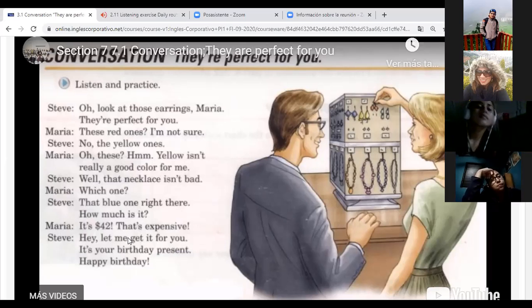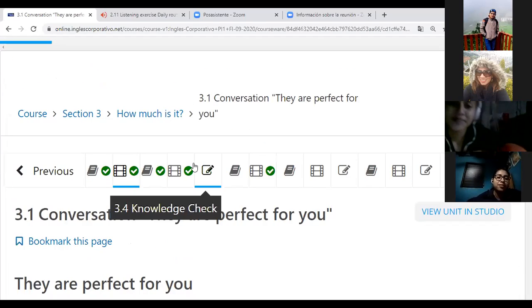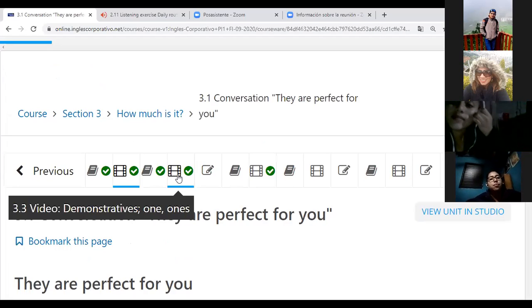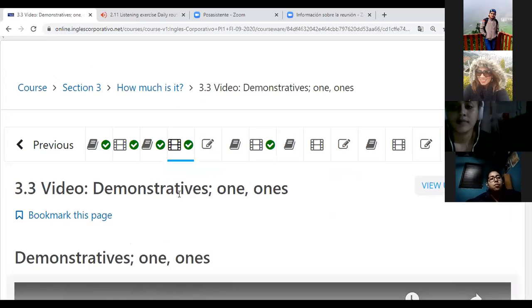Okay? That. Good. Y vean qué suertuda es María, porque Steve está súper enamorado de ella. No me importa que sea caro, yo te lo compro. It's a present. No importa que valga $4,000, aquí está. Pero que sus esposos y sus novios les digan, aquí está. Okay, good. Now, to finish, we're going to watch the last video, right? Vamos a ver el último video, les voy a robar 2 minutitos. Sorry. No nos vamos a acostar más noche.